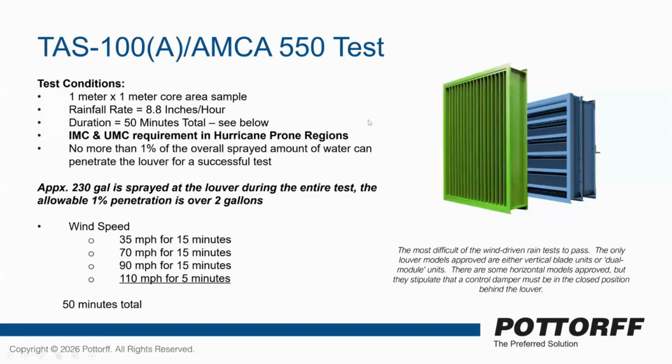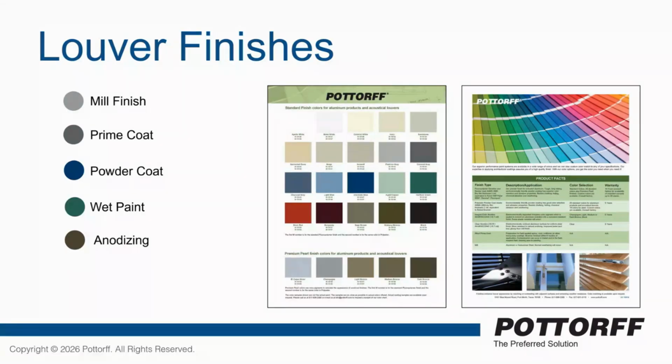For that 550 test, here are some of the specifications as they run. This is just the intervals at the speeds they run at: 35, 70, 90, and 110. And they typically throw roughly 230 gallons at it. If you get 1% into the bucket over that entire test, your louver does fail. So it has to be very good at keeping water out.